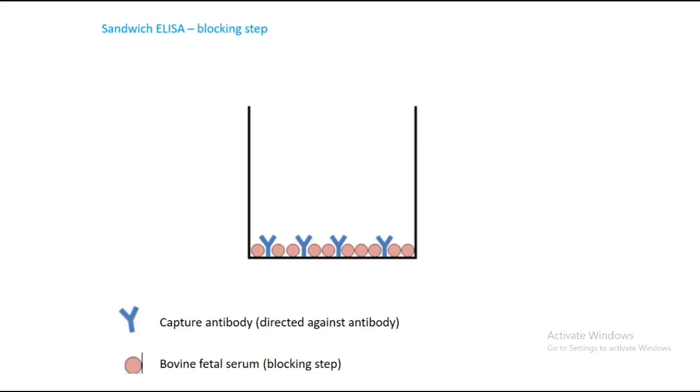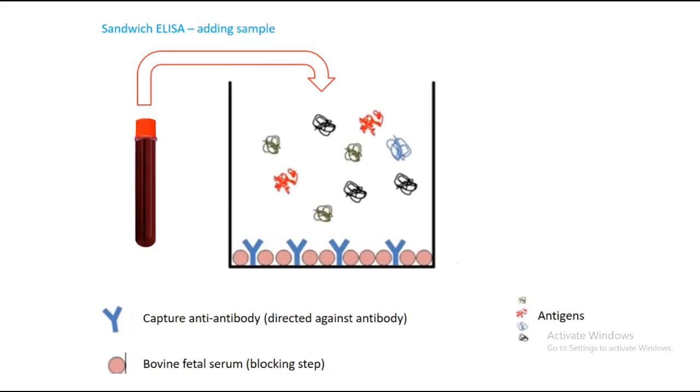But generally, the addition of the capture antibody and the blocking step will be carried out by the company. So in most cases, this is how the plate looks when it's provided to you by the company. So the next step is that you have a specific target in the blood that you're interested in, and you add the blood sample, and there's a whole range of different proteins present. And the job of the capture antibody is to isolate your target of interest.